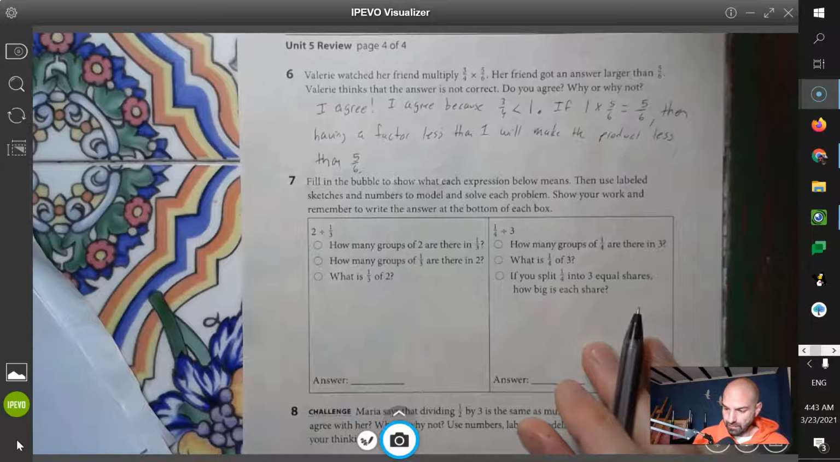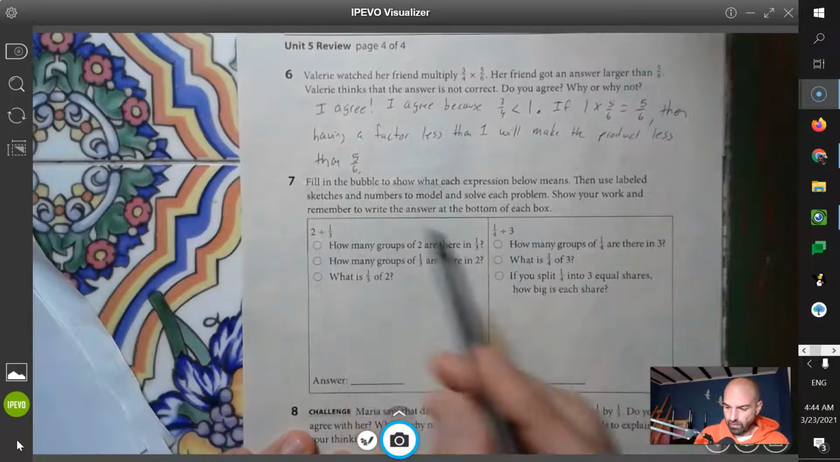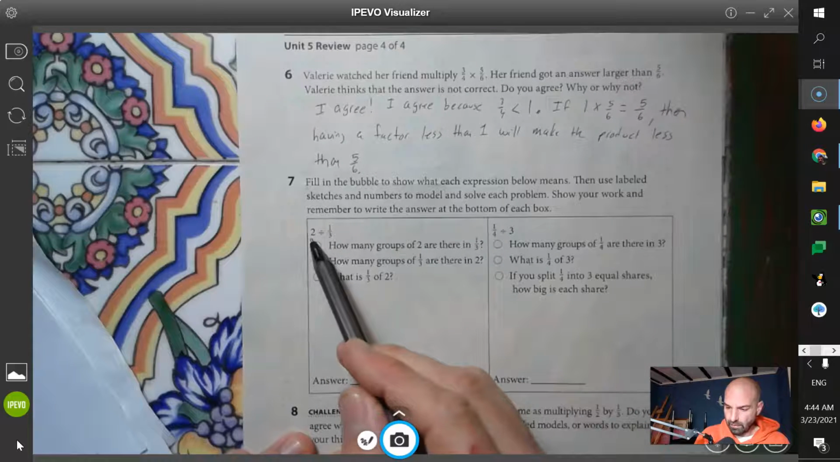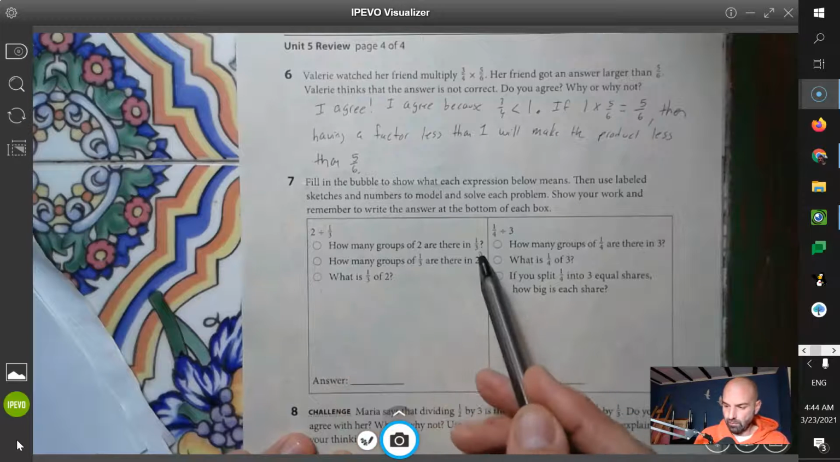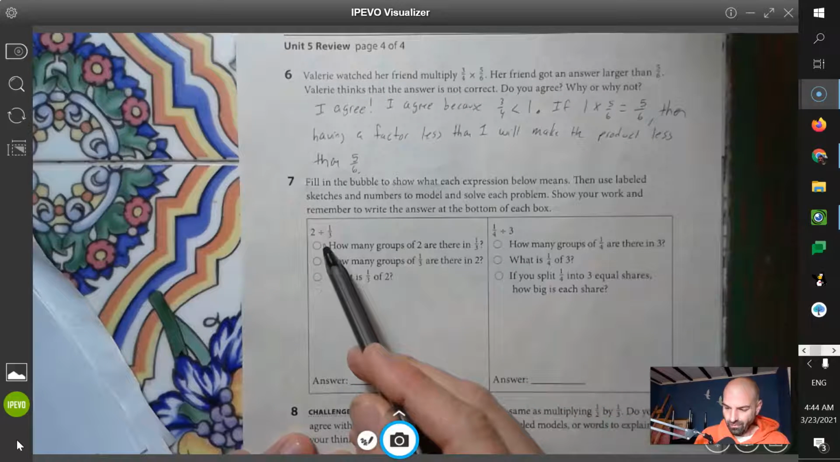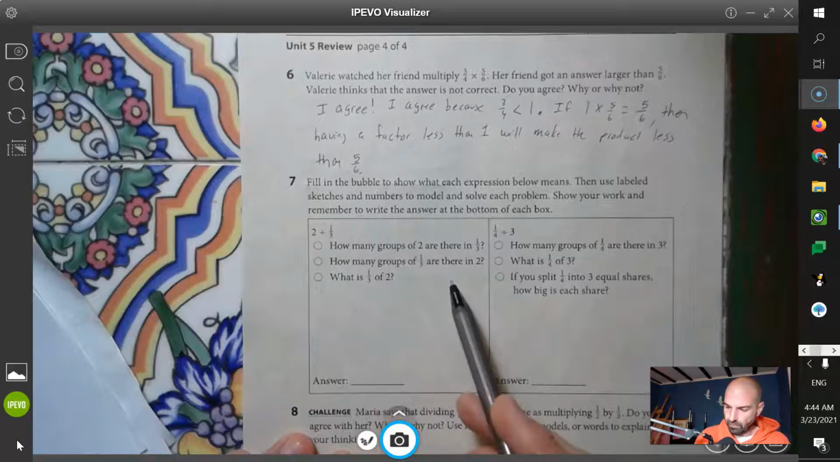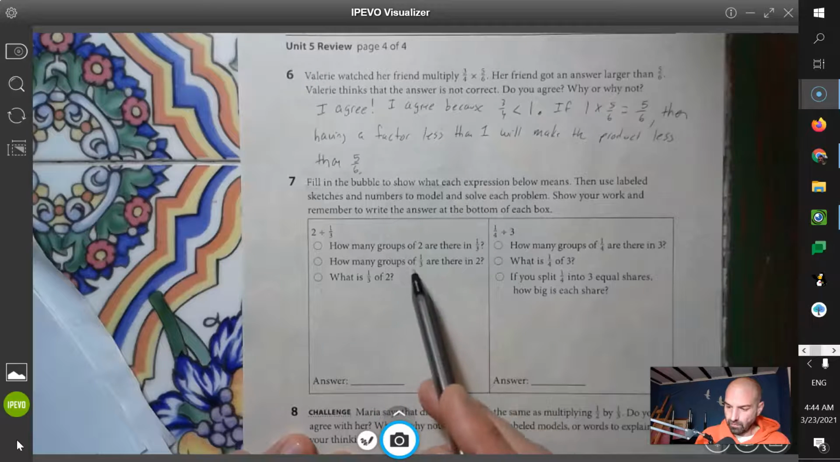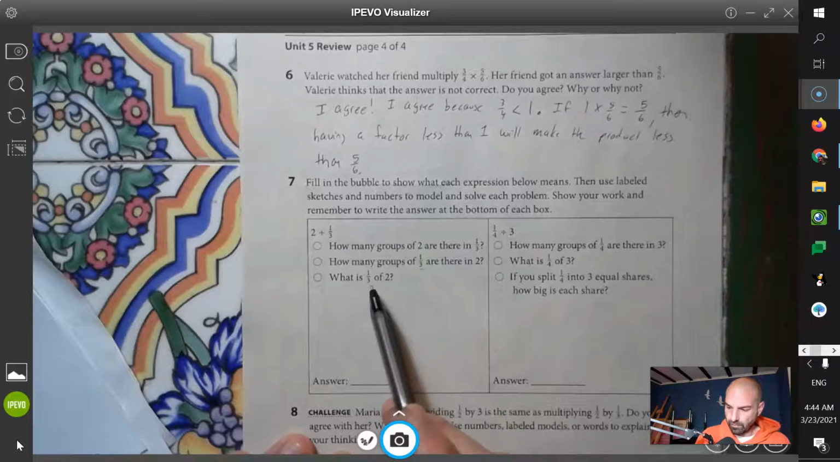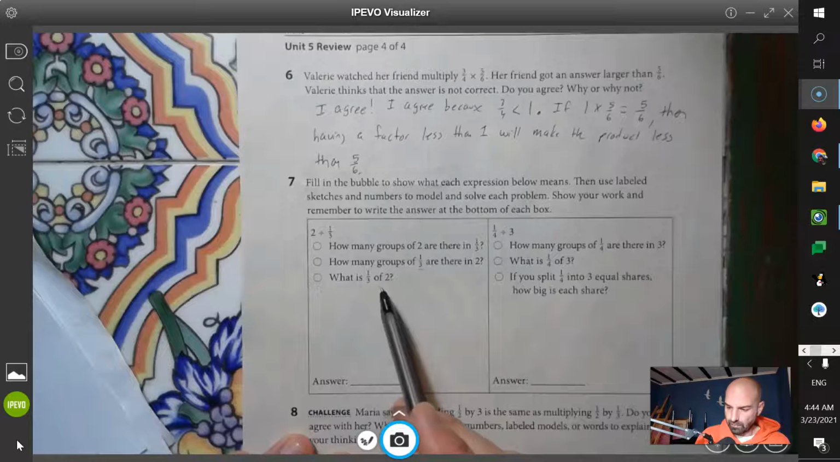All right, fill in the bubble to show what each expression below means. Then use labeled sketches and numbers to model and solve each problem. Show your work and remember to write the answer at the bottom of each box. 2 divided by 1/3. How many groups of 2 are there in 1/3? No. How many groups of 1/3 are there in 2? That seems better. What is 1/3 of 2?